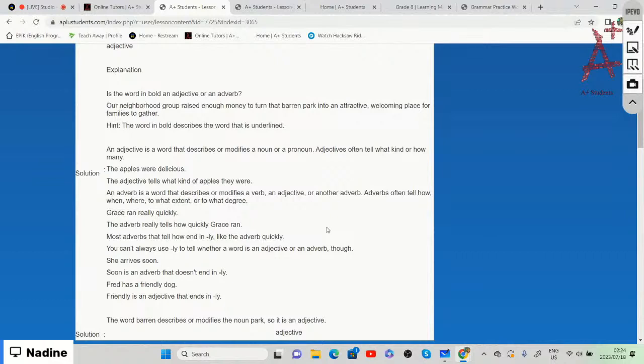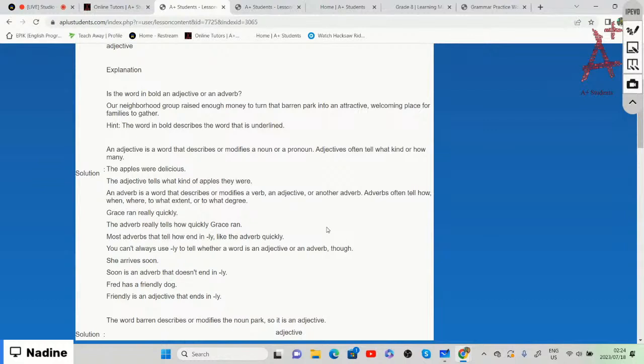Also, most adverbs that tell us how end in ly, right? However, you will find some that do not end in ly. And there's sometimes a difference between whether a word is an adjective or an adverb, because some adjectives also end in ly.